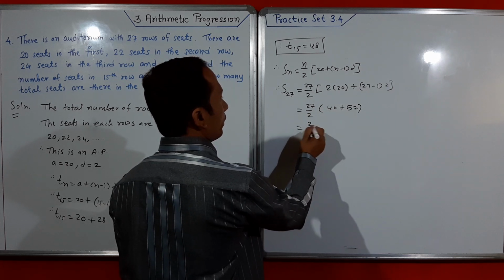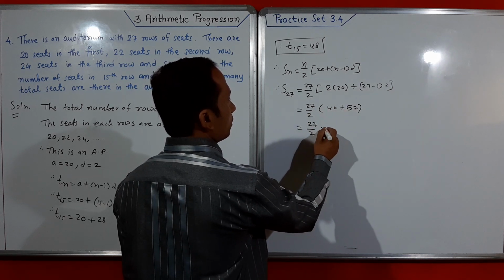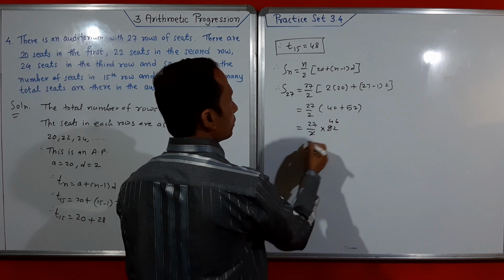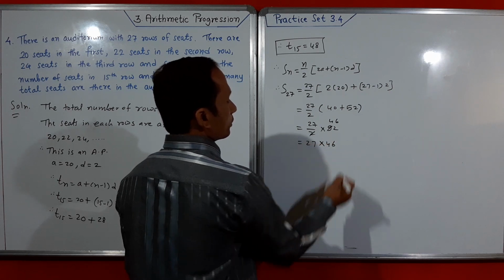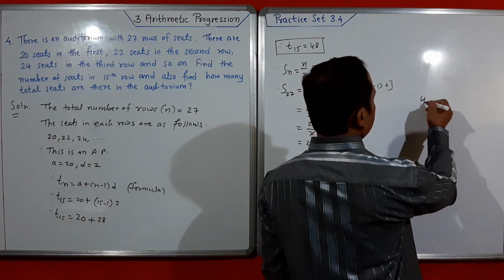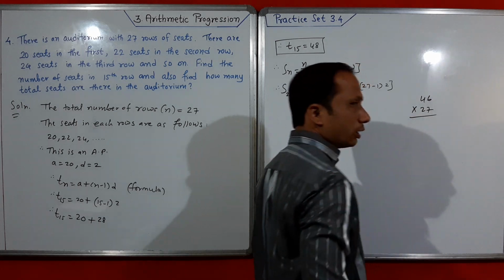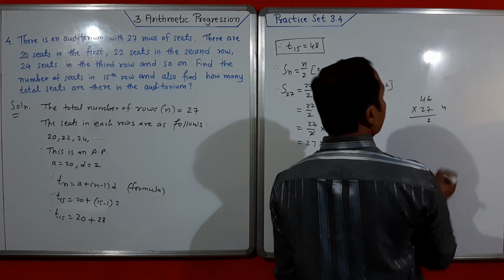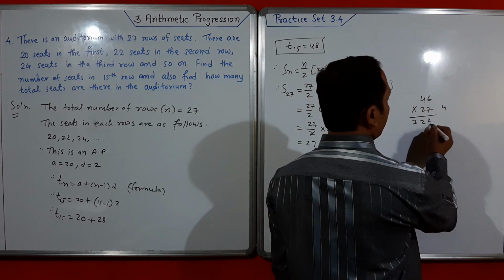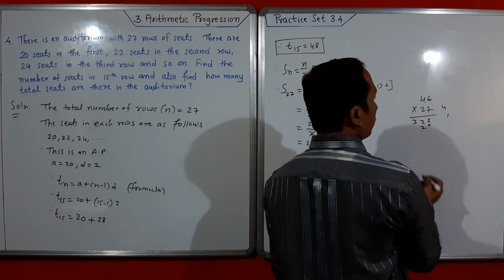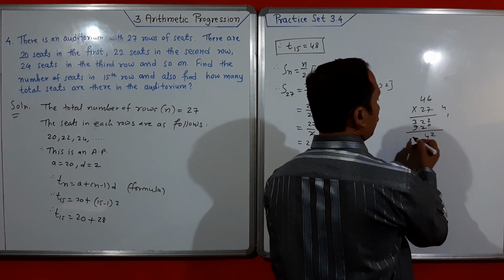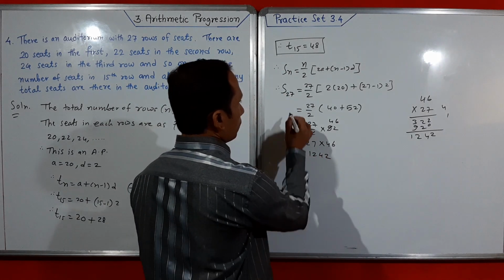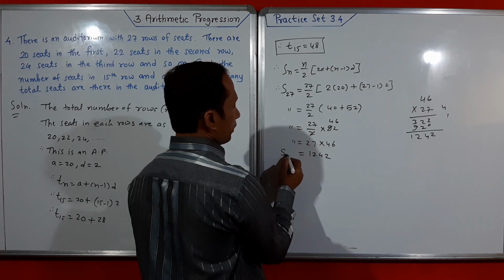Therefore you'll get 27 upon 2. Just add this, you'll get 92, so 27 upon 2 into 92 is 27 into 46. Now multiply this. 46 into 27: 7 sixes are 42, 4 is carried, 7 fours are 28, and this is 32. Take 0, then 2 fours are 8 and 12, so this will be 1242. So this is your total number of seats, S27.